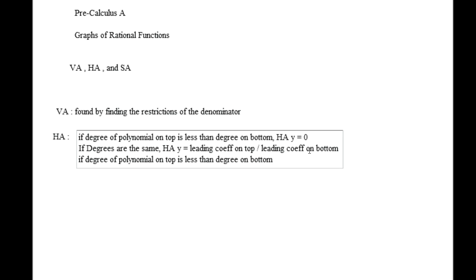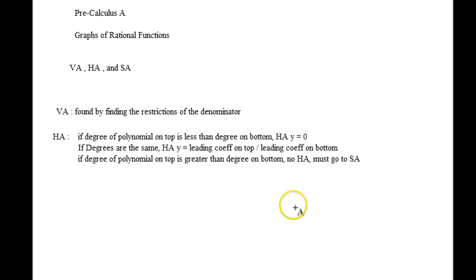And to do the inverse of the top, if the degree on the top is greater than the degree on the bottom, no horizontal asymptote, you must go to slant asymptote. Okay. All right, so that's very, very helpful when working with this stuff.